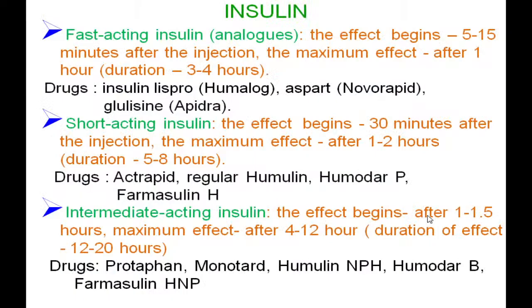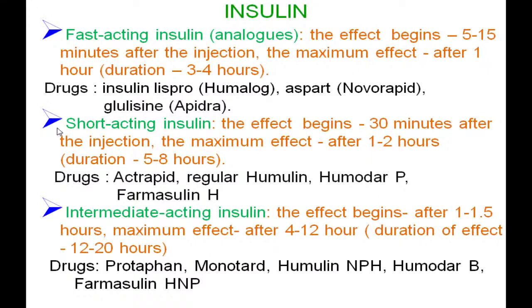And now some preparations of insulin. Fast-acting insulin or analogs. We have discussed. These are analogs. The effect begins in 5 to 15 minutes after injection. Maximal effect after 1 hour. Total duration 3 to 4 hours. Insulin lispro, trade name Humalog, for example, can be different names. Aspart or Novo Rapid. Glulisine, Apidra, for example.